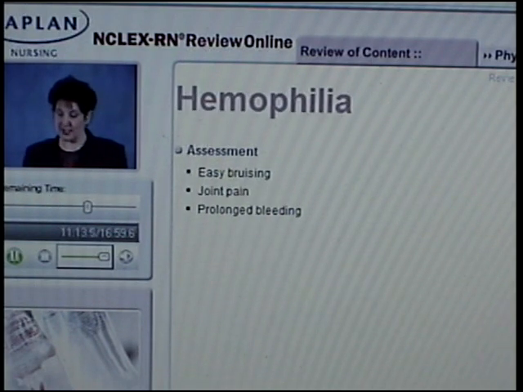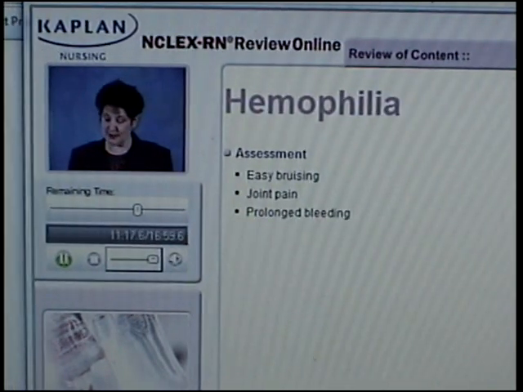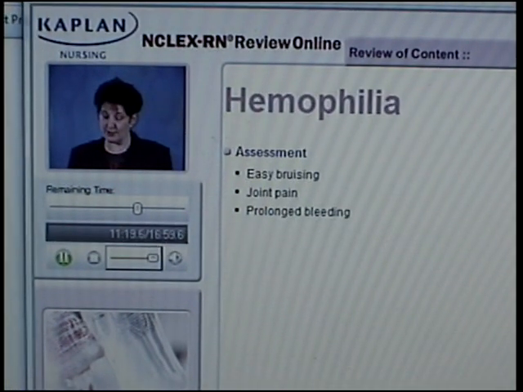Okay. Another type, this is not an anemia, but it is a blood disorder, is hemophilia. You'll remember that hemophilia is a sex-linked disease transmitted to the male from the female carrier. And it's a deficiency, the most common type, hemophilia A, is a deficiency in factor VIII. The type of assessment you will see is the easy bruising.